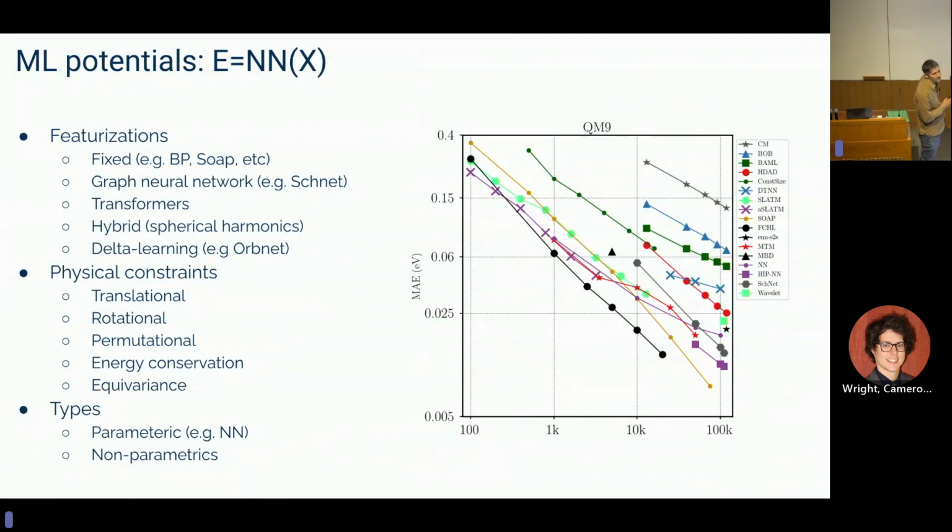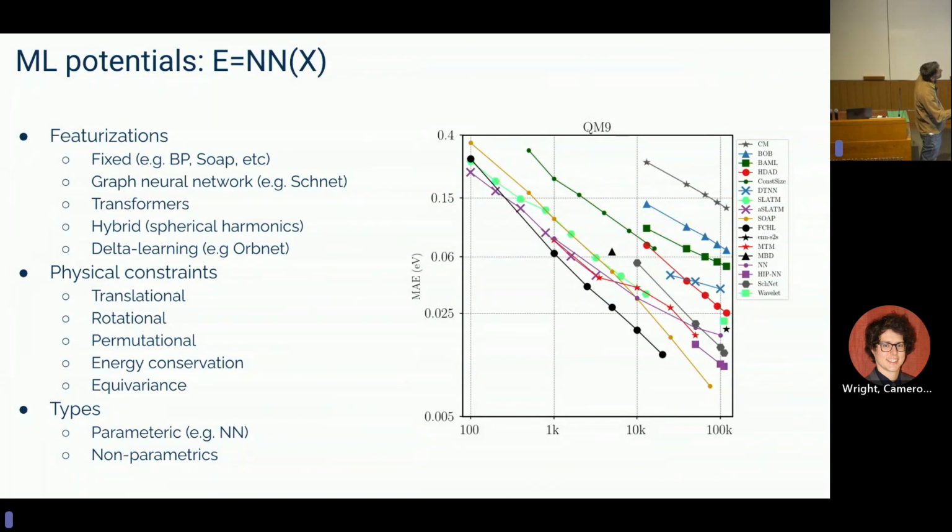And it automatically takes into account all the many-body terms that you want. You need to have some restrictions, some physical constraints, so it needs to be translational, rotational, and permutational invariant, and have energy conservation, equivariance, and so on.